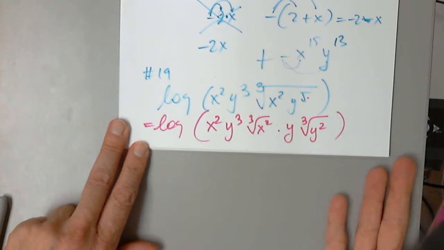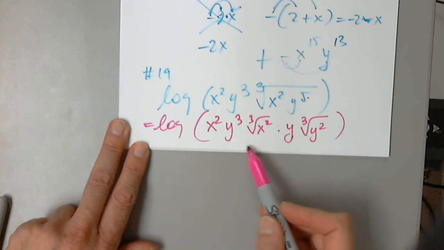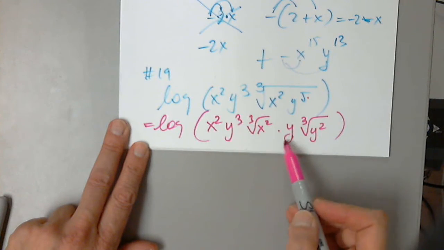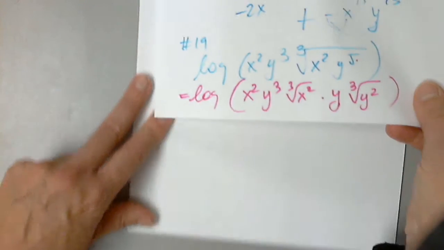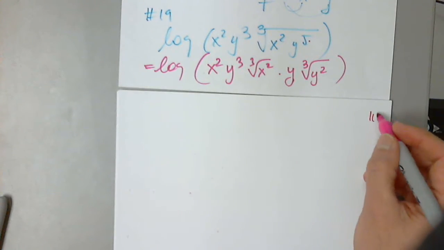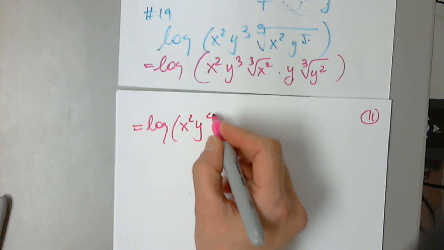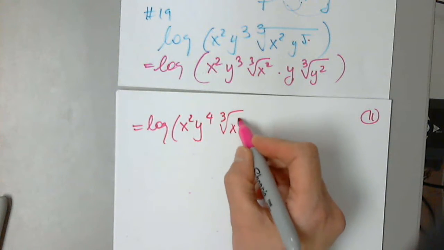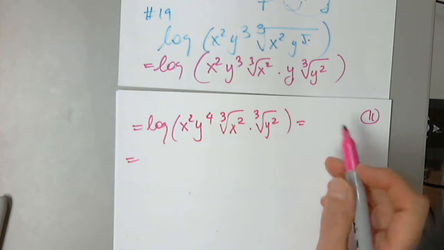There is no point in having a y and another y underneath, right? Because there is y and I will multiply y by y cubed. So I'll simplify the expression inside a little bit, if possible. And it's possible this time. So log x squared y to the 4th, the cube root of x squared, and the cube root of y squared. And now I will proceed.